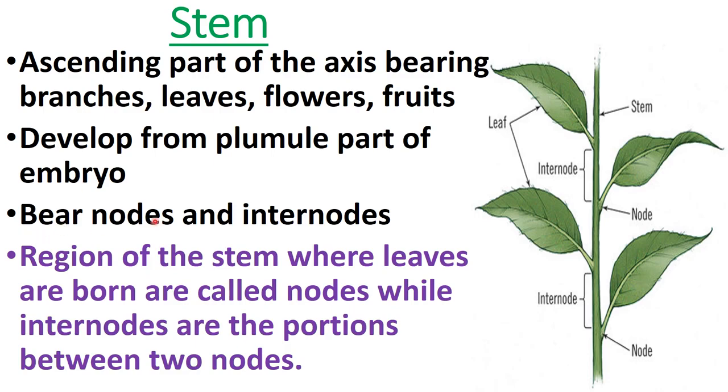Next, the stem bears nodes and internodes. As you can see here in this stem, the region from where a leaf arises is called a node. This is the second node from where the second leaf is arising, and this is the third node from where this leaf is arising. The portion between two nodes is called an internode, right? The region of the stem where leaves are borne is called a node, while the internodes are the portions between two nodes.